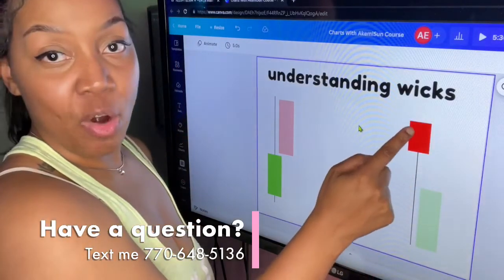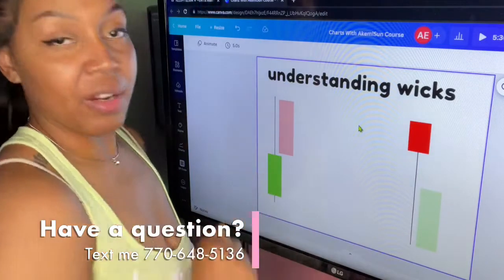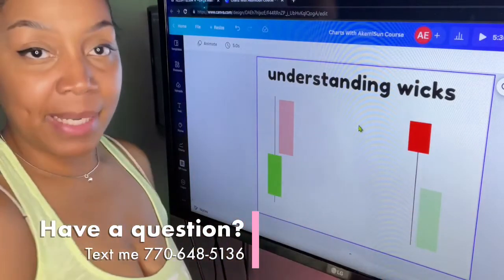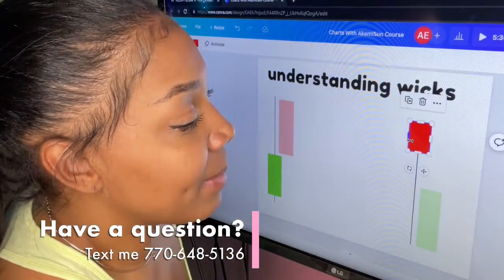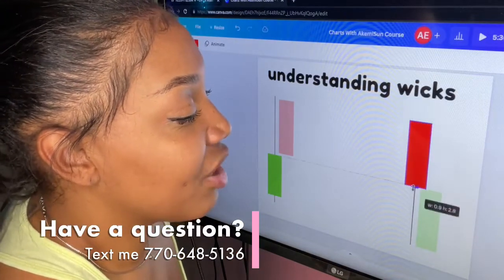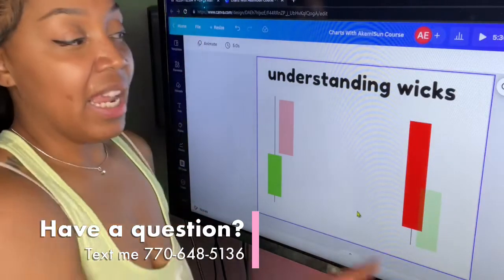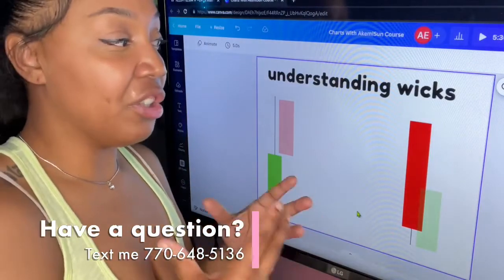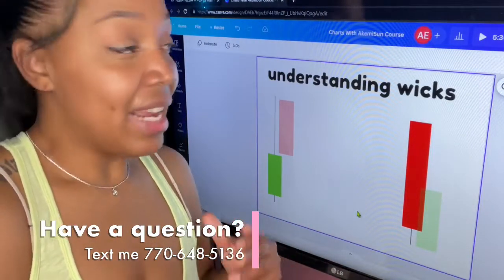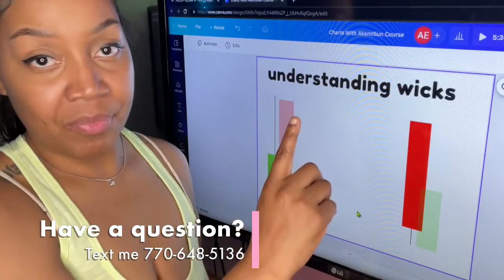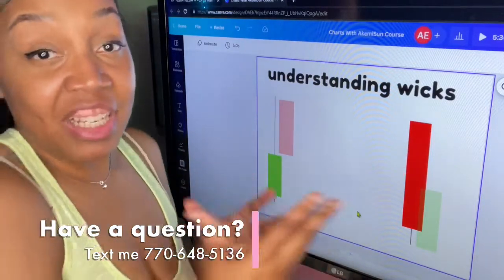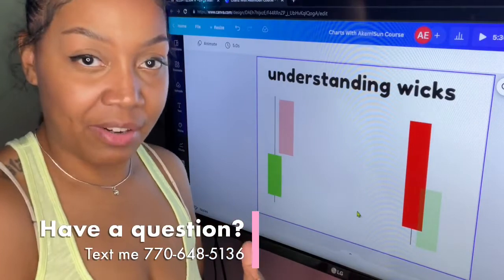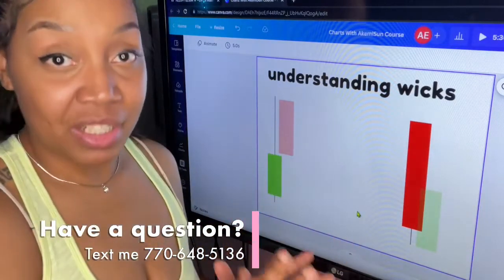opened and went straight down. That's a message in itself. If the candlestick opened and just went straight down and closed and left us no wick at the top, that's telling you that these sellers are so strong that the buyers couldn't even push it up. The buyers couldn't even dominate. They couldn't even get a chance in that area. And that is a message in itself, you guys.